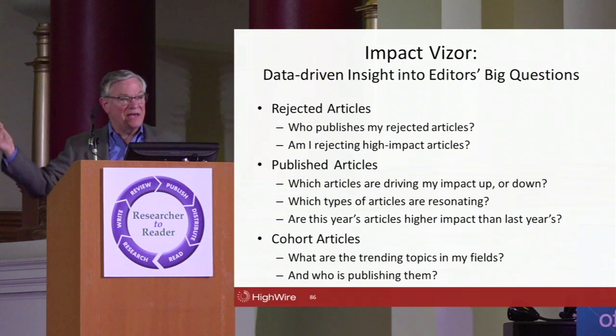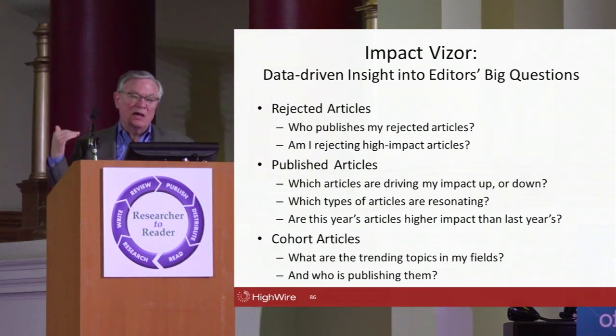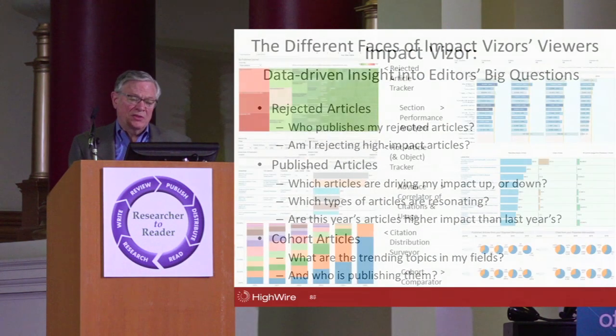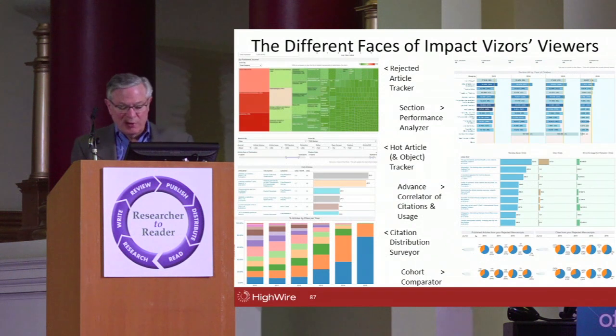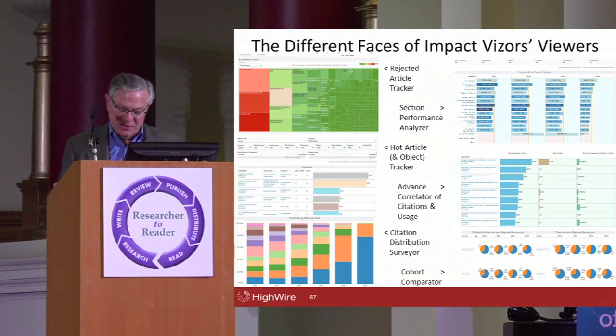In other words, not waiting 6 months, 12 months, 18, or 36 months. And then what's changing in your field? And we do this through seven viewers. I'm just showing six of them here. The point is that it has to be a graphical tool. Editors told us that they didn't want to slog through long tables or lists of articles that were high impact or what. They wanted to see visually the trends.